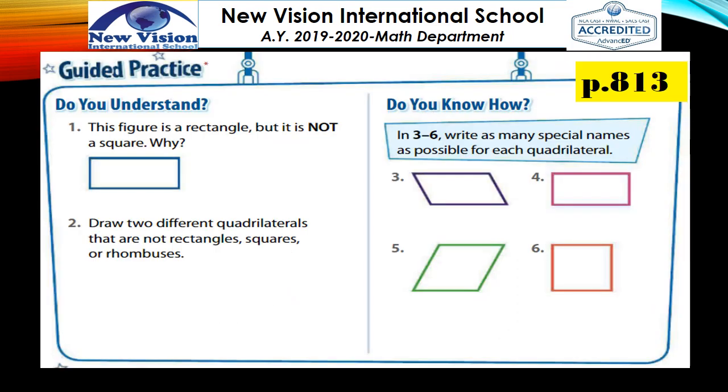Now let's go to the guided practice, the Do You Understand, on page 813. Number 1. This figure is a rectangle, but it is not a square.